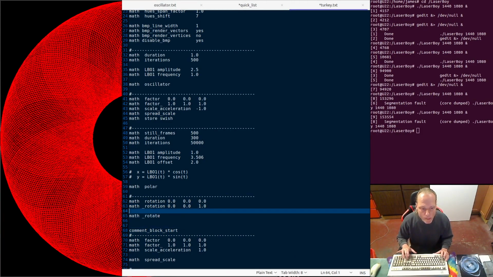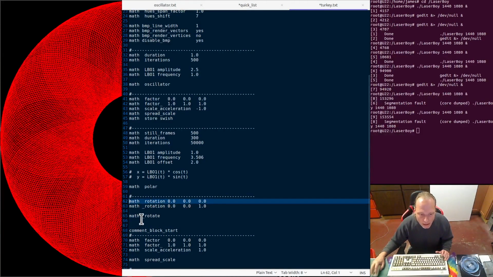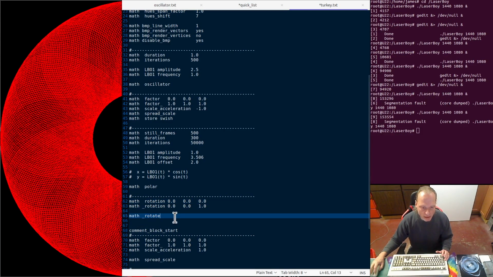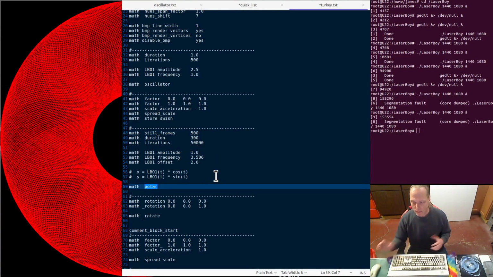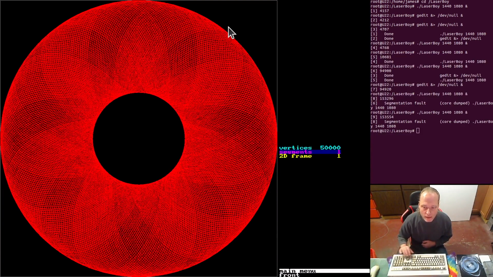All right, we're going to do an animated rotate. What that means is we have a set of frames, 500 copies of this still frame, so it's just sitting there. Back here again, sure, it's an animation, but every frame is exactly identical at this point.